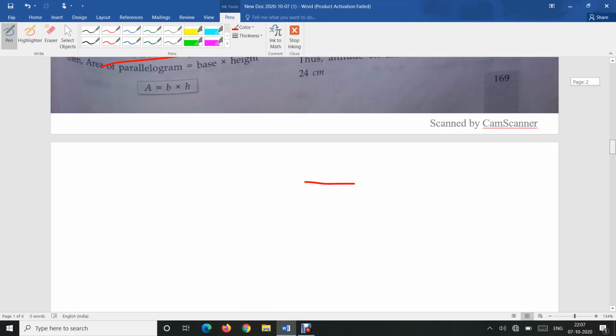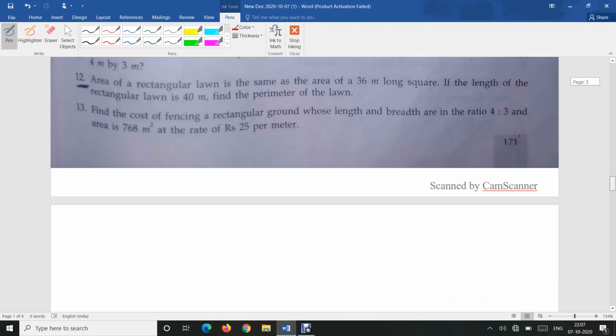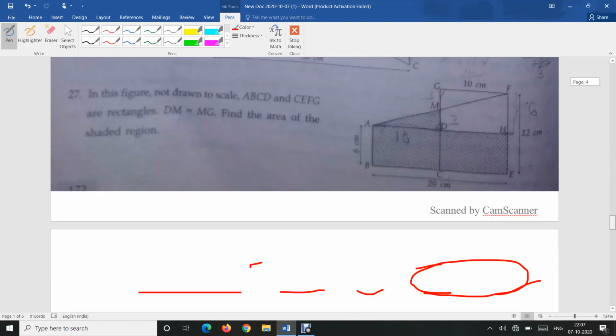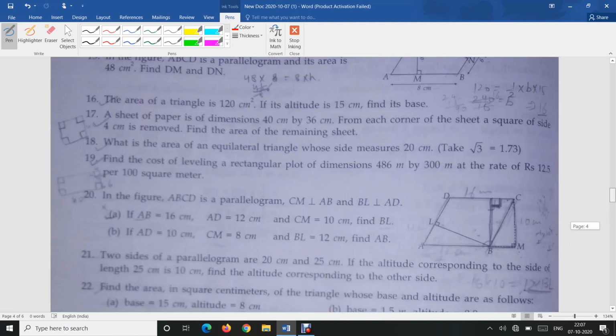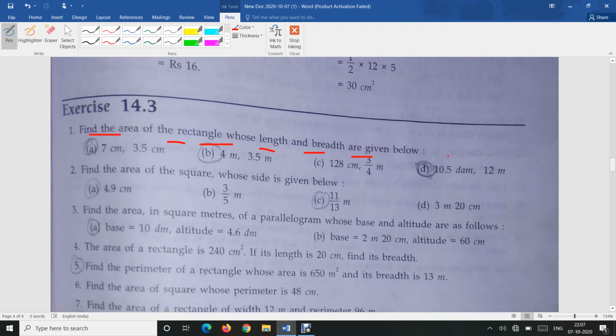Now see the question, which is question number 1 of exercise 14.3. In this case, you are finding the area of a rectangle, which is length multiplied by breadth, which is equal to 24.5 centimeter square, because area is always measured in square. You can do all the parts of question number 1 in the similar way by applying the formula length multiplied by breadth, because in all these parts you have to find the area of a rectangle.